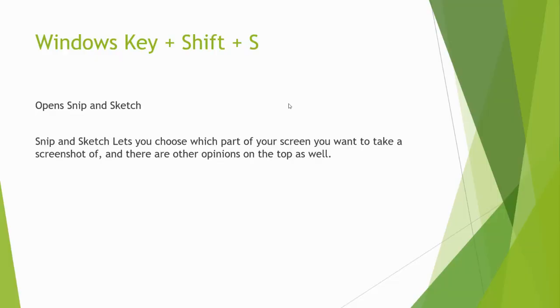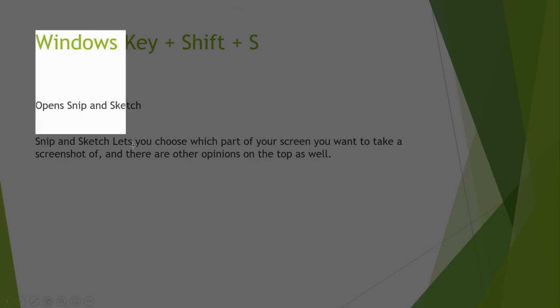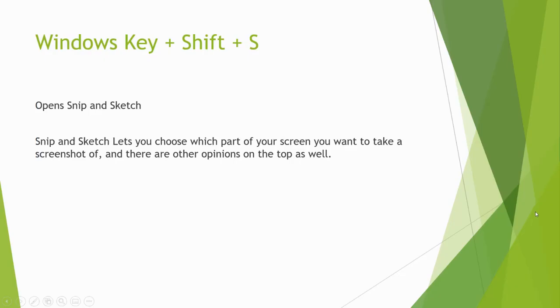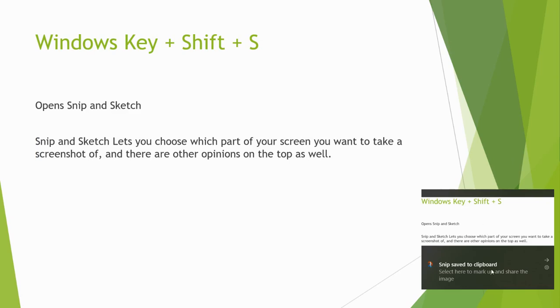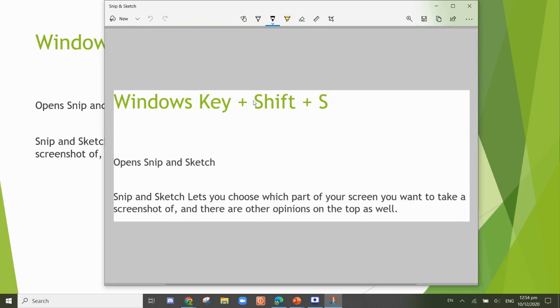And once you snip it, you can paste it anywhere. You can also edit it. So let me show you how to edit. If I take a screenshot of this part, you click on the picture and it opens it for you. You can also edit it. You can save the picture or you can copy the picture as well.